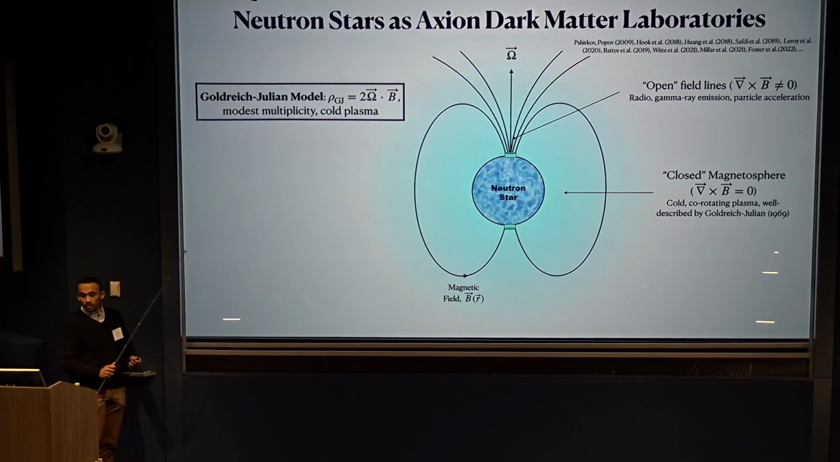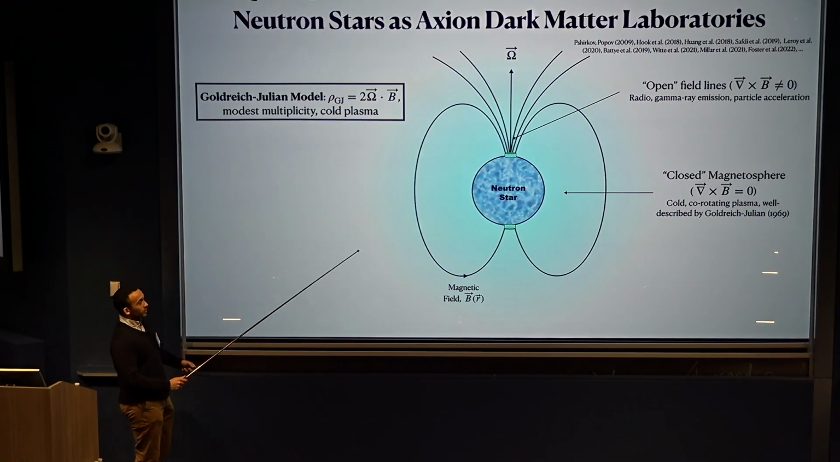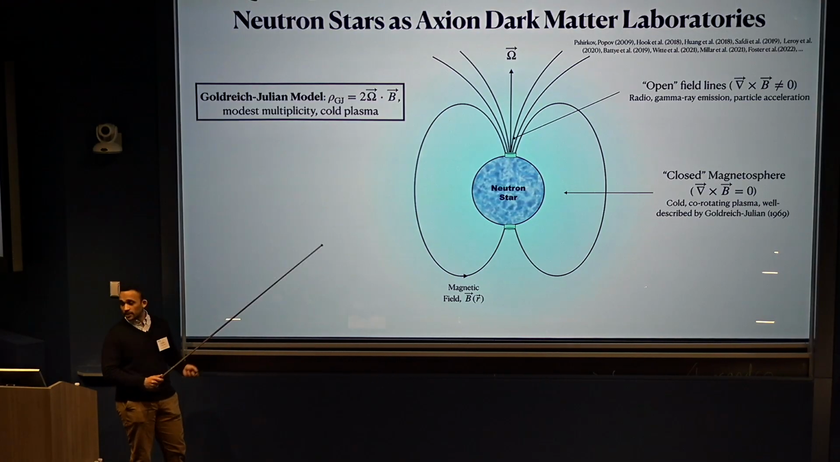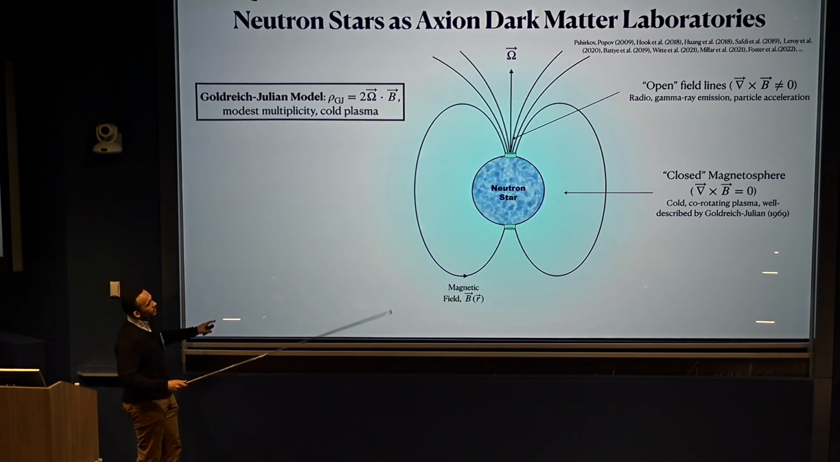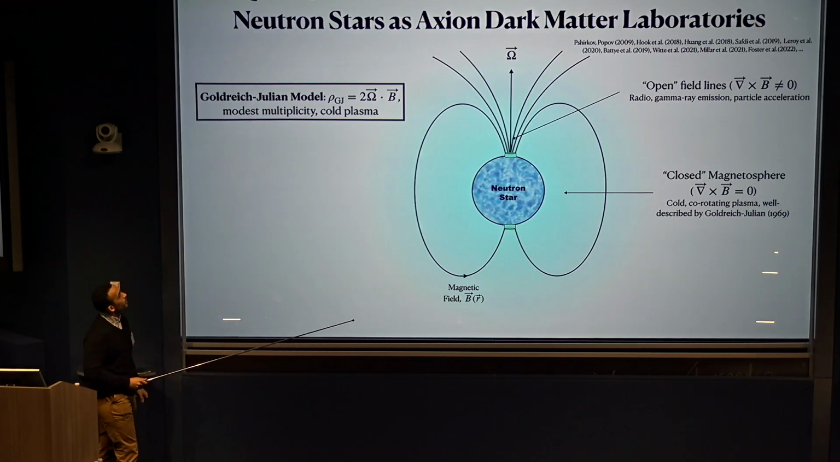So just to give a little bit more detail on this idea, we model the neutron star plasma. I mentioned the importance of the plasma physics. And so I just want to give a view of what the neutron star magnetosphere looks like.